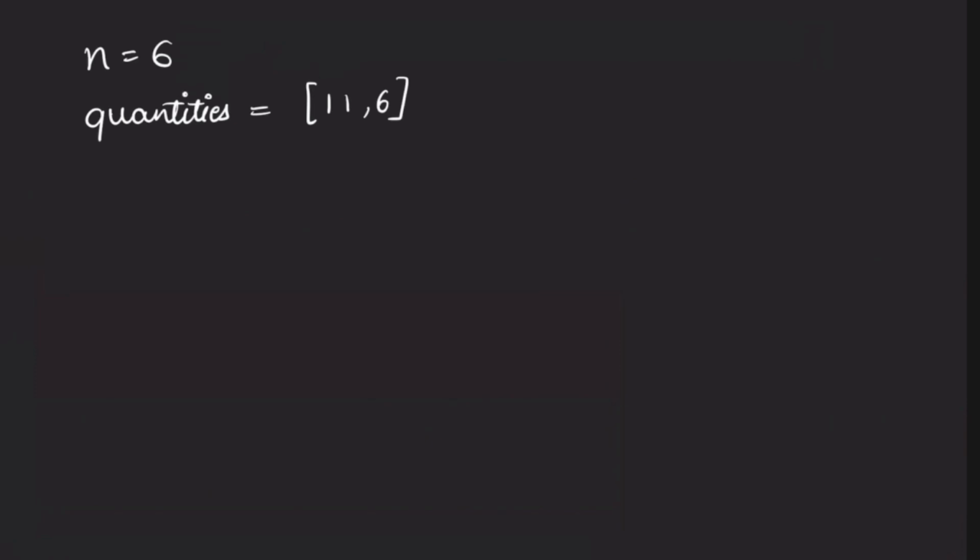So what they are saying is that in the input, we are given an integer n denoting the number of retail stores, and we are given an integer array quantity which denotes the quantity of different product types. So here we are given 6 stores and these are the quantities of the different products. Let's suppose this is product P1 whose quantity is 11. This is product P2 whose quantity is 6.